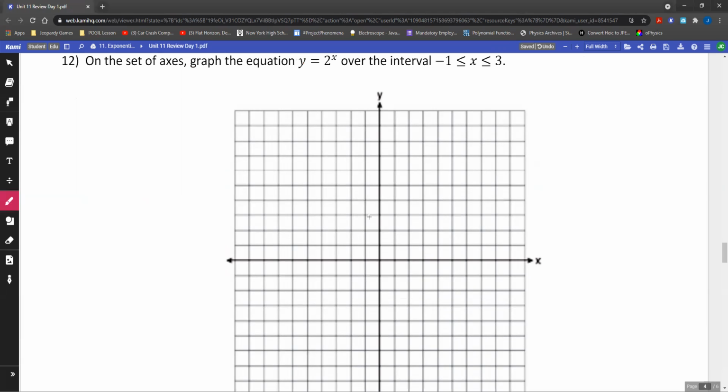Here, they want us to graph this between -1 and 3. If we wanted to, we could make an XY chart. They want us to go from -1 all the way up to 3. So we can put these into our calculator. 2 to the -1 is going to give us 0.5. 2 to the 0 is 1. 2 to the 1 is 2. 2 to the 2 is 4. And this is 8. Just make sure that you put this in properly. So we'll do 1, 2, 3.